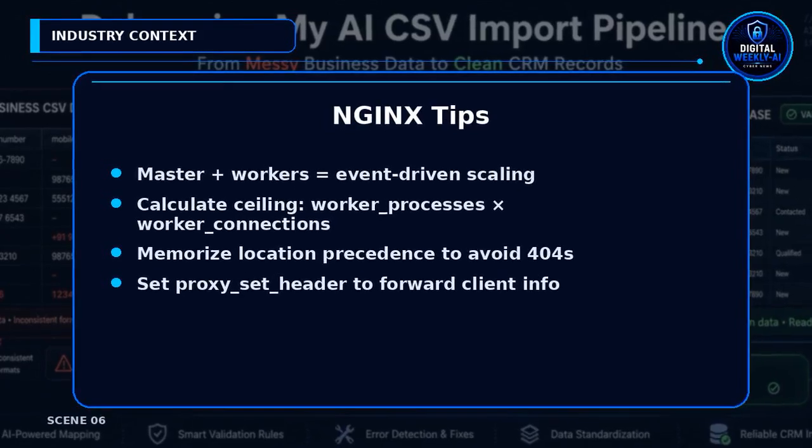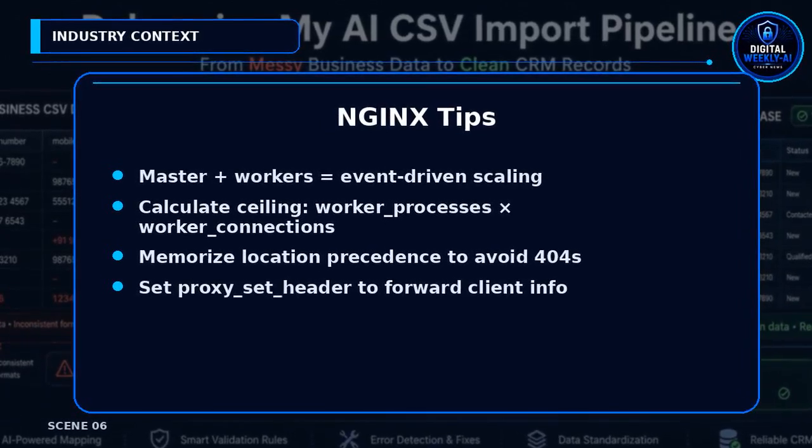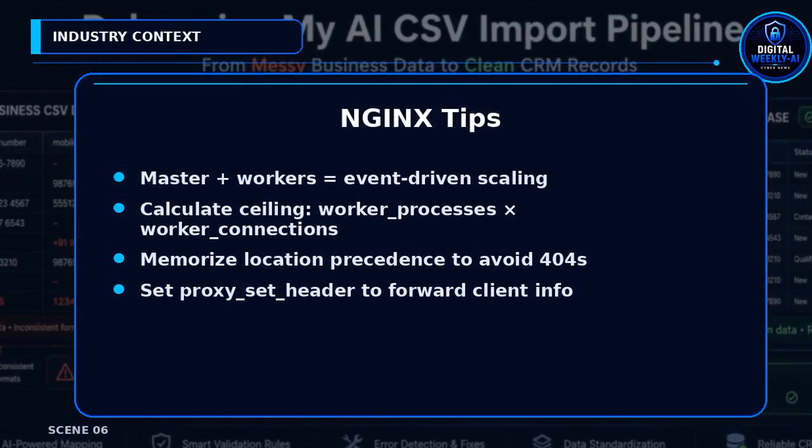NGINX runs a master plus worker processes. One worker uses a non-blocking event loop to handle many connections. The theoretical ceiling is worker processes times worker connections. As an example, 8 cores with 1024 connections each is about 8,000 connections. Location precedence matters. Exact, then hyperzen, then regex, then prefixes. Set proxy set header, so backend apps see the original client and scheme.